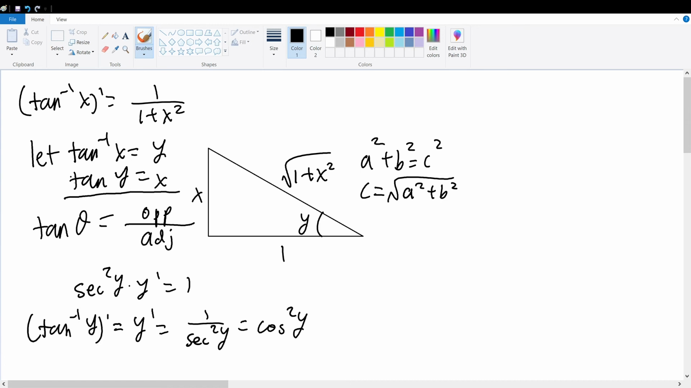And the reason for this is because we previously assumed that the inverse of tangent x is equal to y. Therefore, if we take the derivative on both sides, y prime will be equal to the derivative of the inverse of tangent function, hence making this equation true.